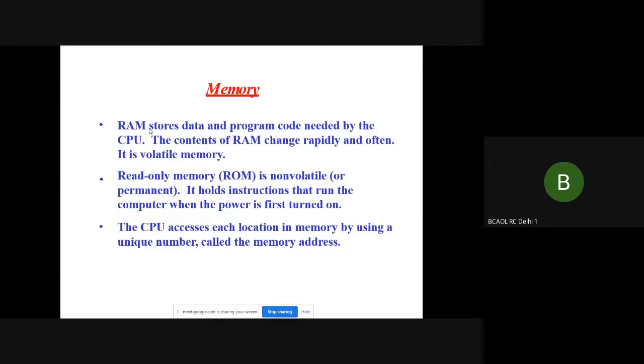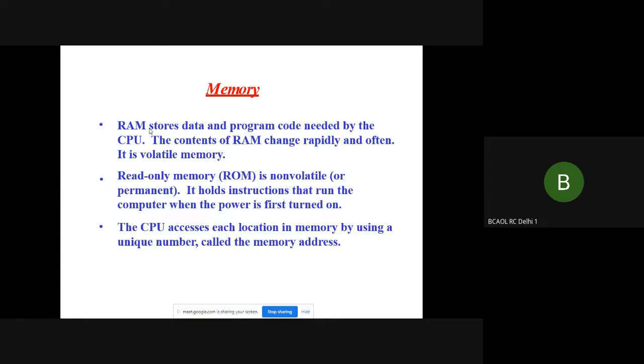Static RAM is the one which does not require refreshing. It keeps on working until the power is off. When the power is off, the data is gone. But until the power is on, the static RAM does not require any refreshing. Whatever data is coming to it, it is storing it, until the power is on.